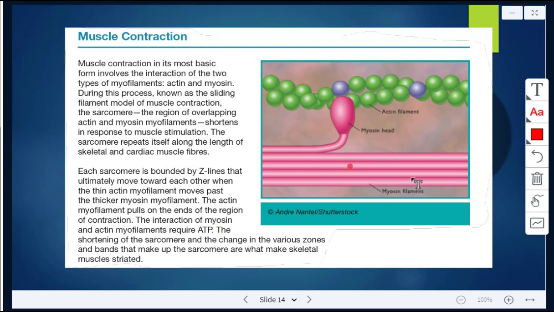And the other point here is how we see those striations. It's the shortening of the sarcomere and the change in the various zones and bands that make up the sarcomere. That's what makes the skeletal muscles striated.